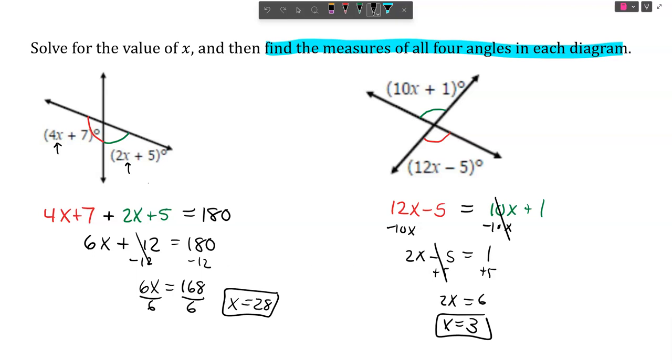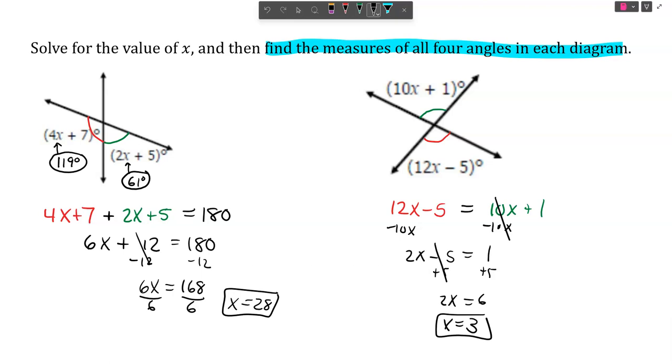And then we need to find the other two that are not marked as well. So for the red one, I'm going to take 28 times 4, which is 112, add 7 to it. It looks like this angle measures 119 degrees. The next one here, if I take the 28 times 2, that gets 56, and I add 5 to that, I get 61. Now, one thing that can help us check and confirm is that 119 and 61 does add up to 180, which confirms even more that we're correct here.